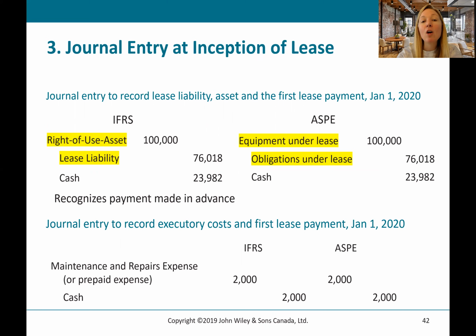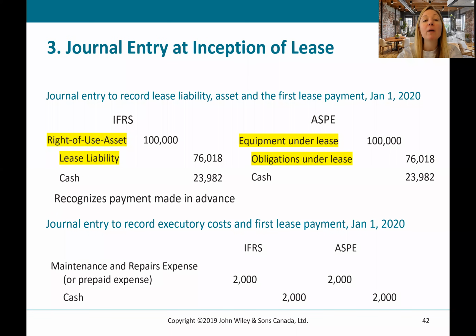Now you can see that all the amounts and the debits and credits are the same. And the cash is the same, but the accounts that we're hitting are different. So remember, under IFRS, we've got a right of use asset concept, and under ASPE, we're talking capital lease. So it's a different concept. Very similar in the accounting under a capital lease and a right of use lease, but different accounts.